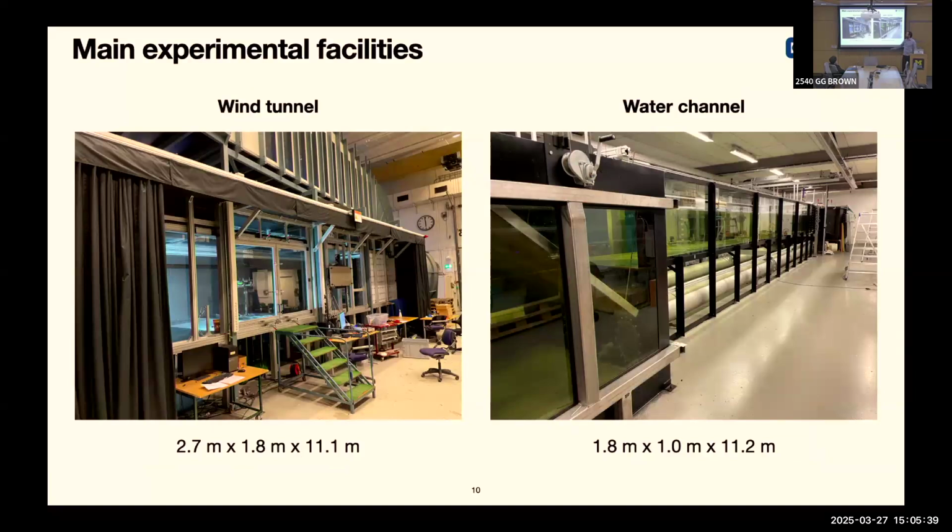We have these devices in both our water channel and our wind tunnel. These are relatively big facilities. The water channel is 2 meters across by 1 meter high, and the wind tunnel is basically 3 meters across by 2 meters, and they're both about 11 meters long, so they're relatively big.